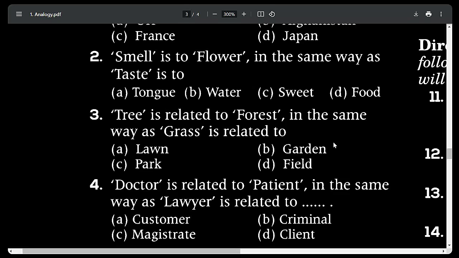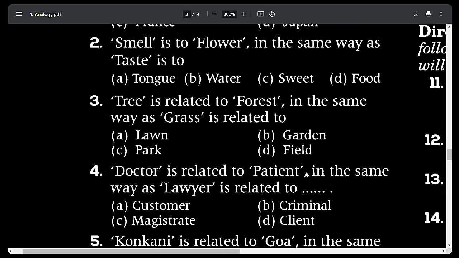Sir, option D. Option D, client. Very good. Yes, that is called client. The person who is going to a lawyer for getting services is called client. So the lawyer's customer, the person consuming the lawyer's services, is called client. Correct answer. Client. And yes, Sudeshna, you can mute yourself.